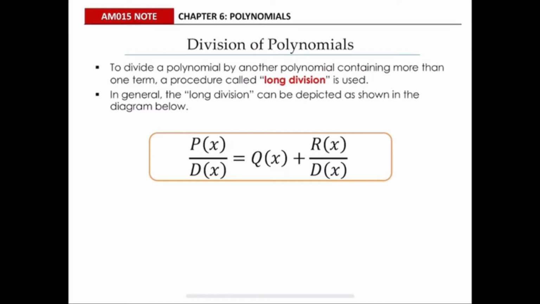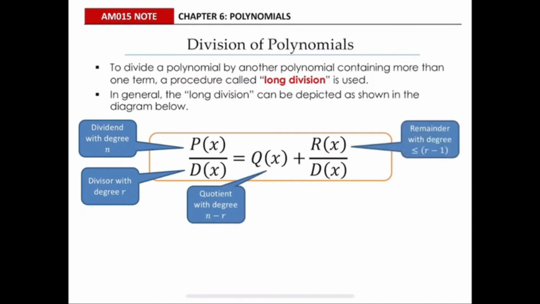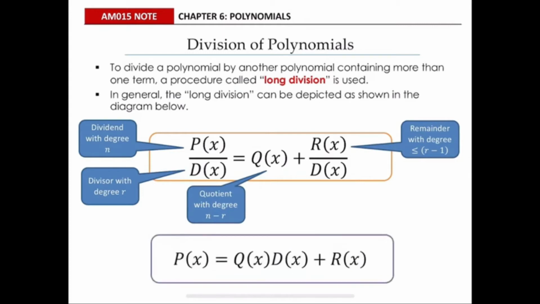In general, the long division can be depicted as shown in the diagram below, where p of x is the dividend with degree n, d of x is the divisor with degree r, q of x is the quotient with degree n minus r, and r of x is the remainder with degree less than or equal to r minus 1. When we multiply this equation with d of x, we will get another form of equation without the denominator.